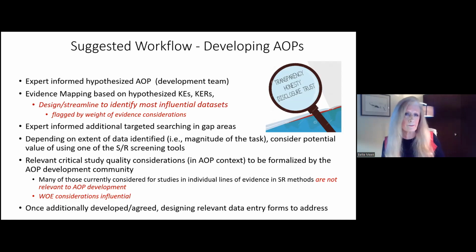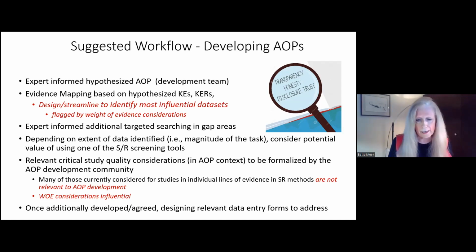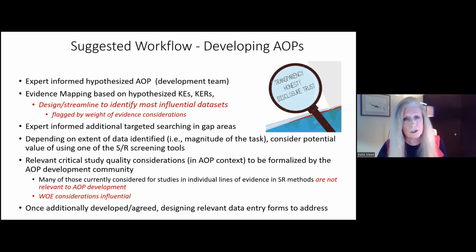And with that evidence mapping, you really are looking to design or streamline to identify the most influential data sets. And of course, those are identified by the weight of evidence considerations, where we're looking at the kinds of patterns we expect across the adverse outcome pathway to determine whether the available data actually supports the hypothesized adverse outcome pathway. And then to do expert-informed additional targeted searching in gap areas, and depending upon the extent of the data identified, i.e. the magnitude of the task, to consider the potential value of using one of the systematic review screening tools.